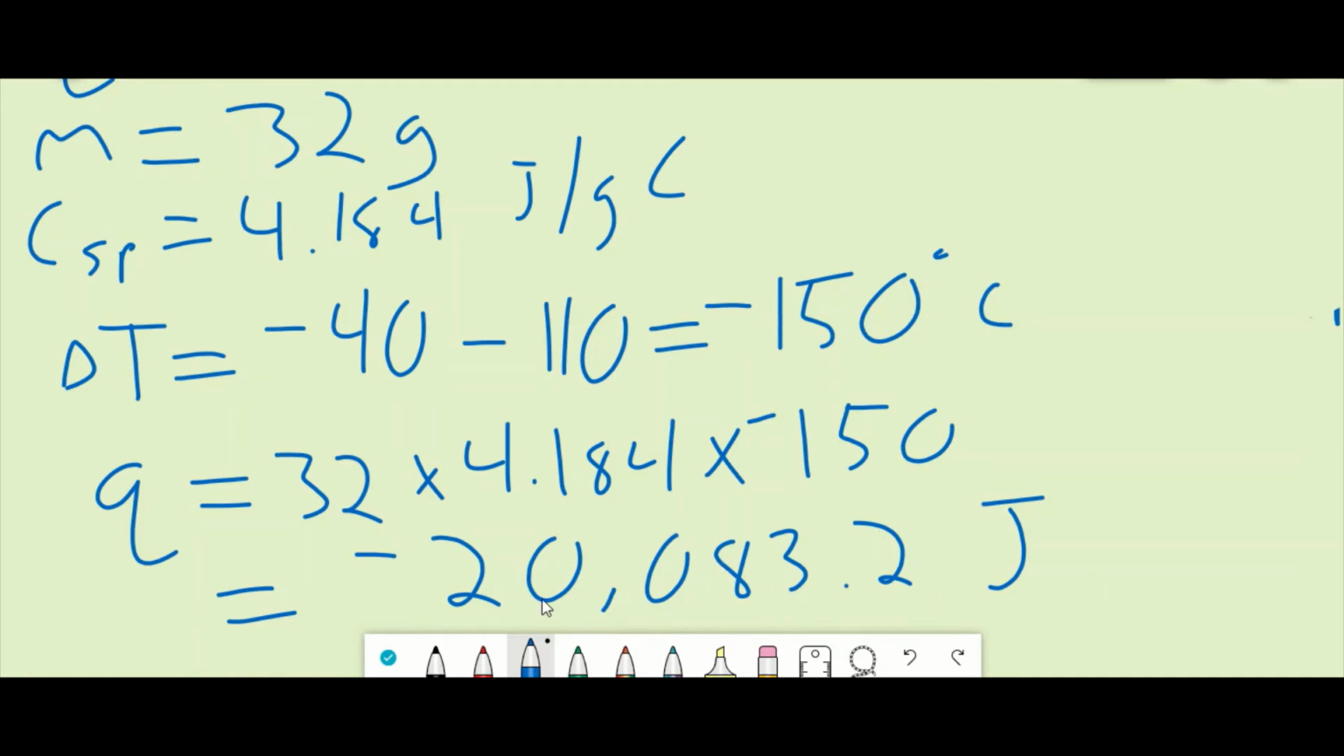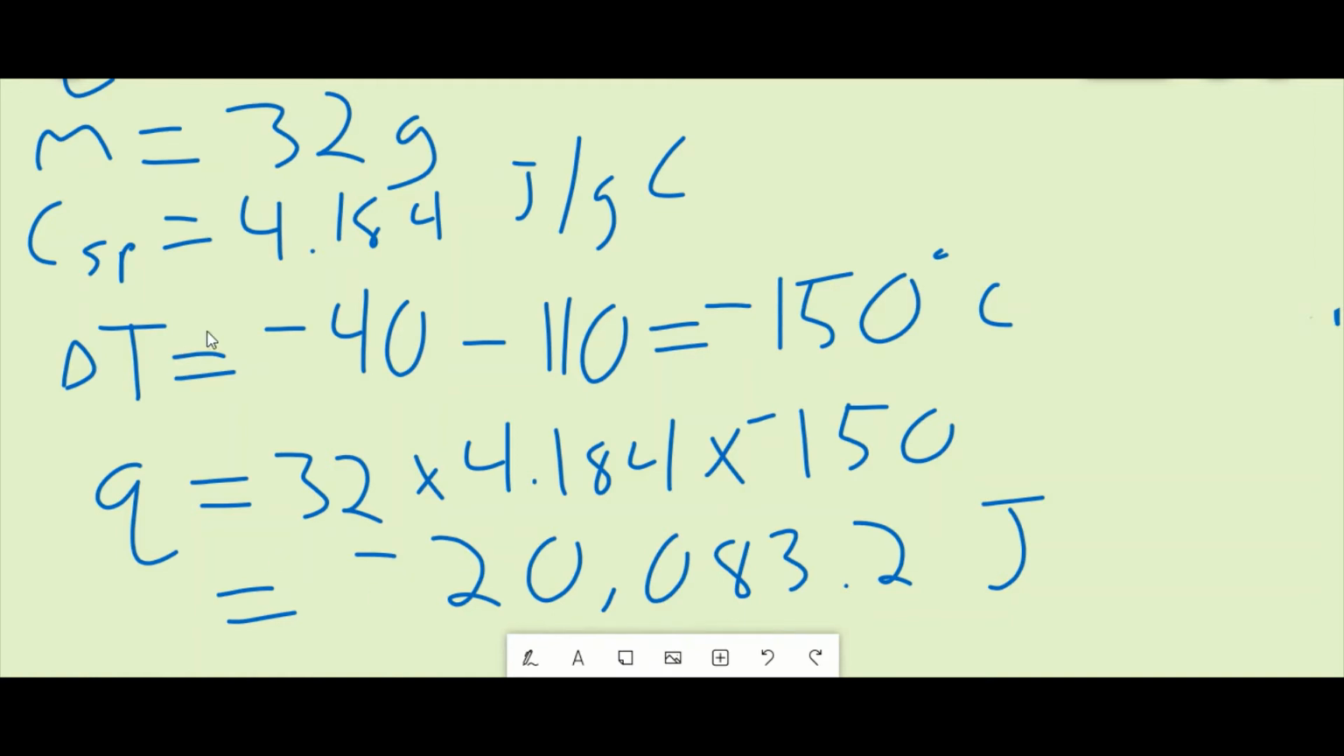If we made this into kilojoules, it'll be negative 20.083 kilojoules. You might be a little confused about why the negative is there for heat energy, since heat energy is not usually considered a negative concept. But in this case, all we're considering is the flow of heat. It's not that we lost it, it just got transferred somewhere else. So that's why it's negative.